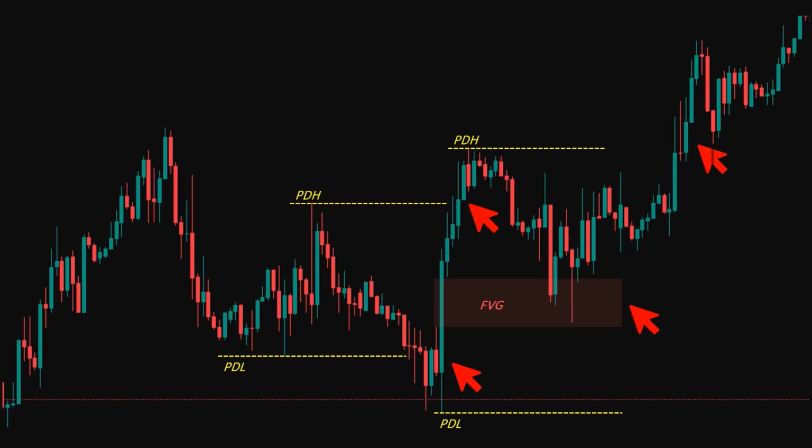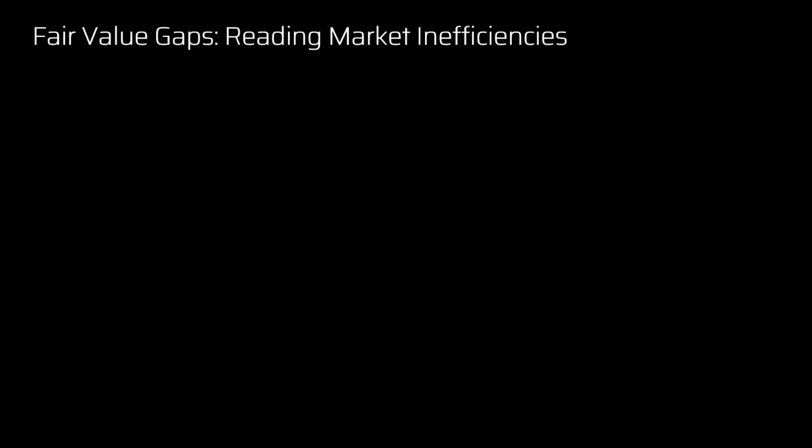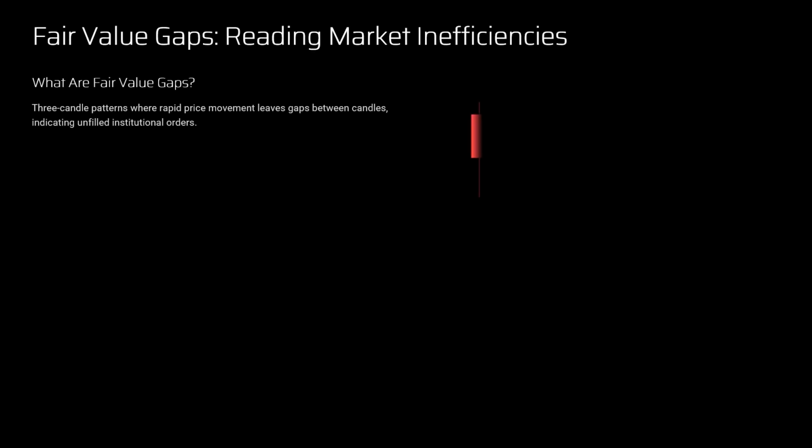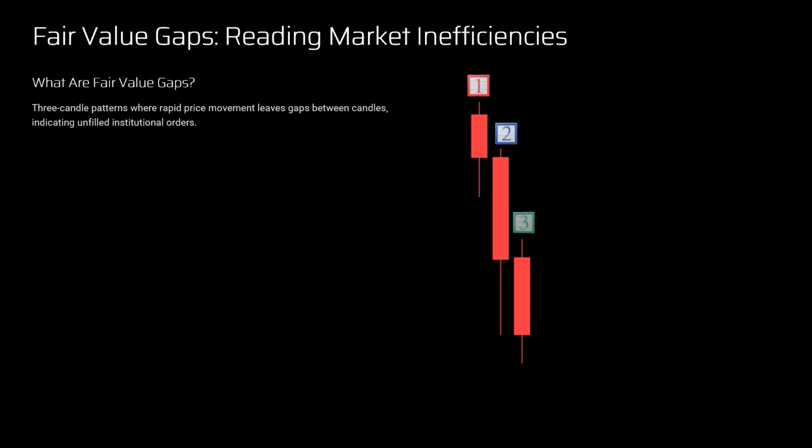For me, the easiest inefficiency to spot is a fair value gap. If you're not familiar with it, think of it as a 3-candle pattern. For example, 1. The first candle moves down. 2. The next candle moves even lower. 3. Then the third candle opens, wicks higher, but doesn't fully retrace the previous low. This creates a gap in price, where the market hasn't fully filled the movement. This is the fair value gap.